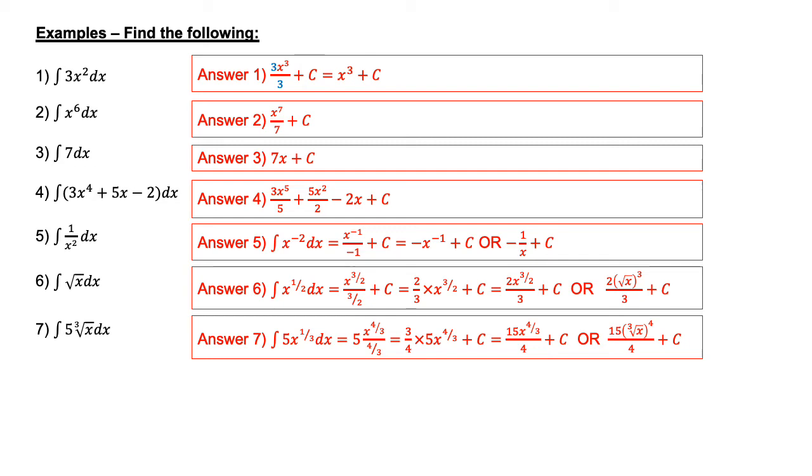So you've got 5x to the 4/3 divided by 4/3, which means I'm multiplying by 3/4, the reciprocal of 4/3. And then I can tidy that up: 3 times 5 is 15 times x to the 4/3 over 4. And again, another way of interpreting this is that x to the 4/3 is the cube root of x to the power of 4.